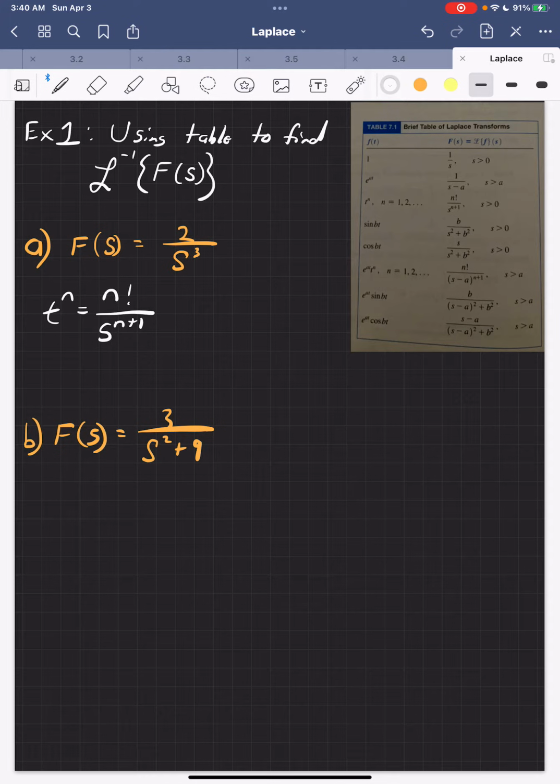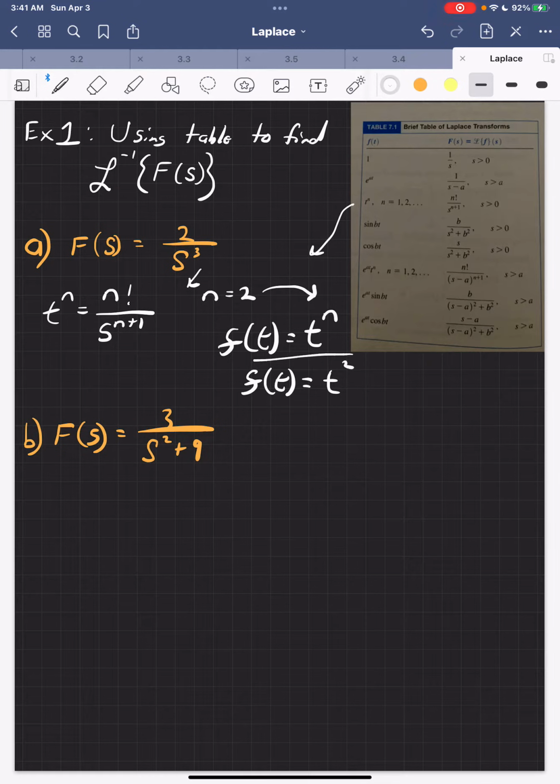n factorial over s to the n plus 1. That will work. That would work for this problem as long as n is equal to 2. And therefore, what you see is that since f of t is equal to t to the n, well, since we have reverse engineered it to figure out that n must be 2, then our f of t, our y of t, is equal to t squared. Okay, we're just practicing reverse engineering using this table.